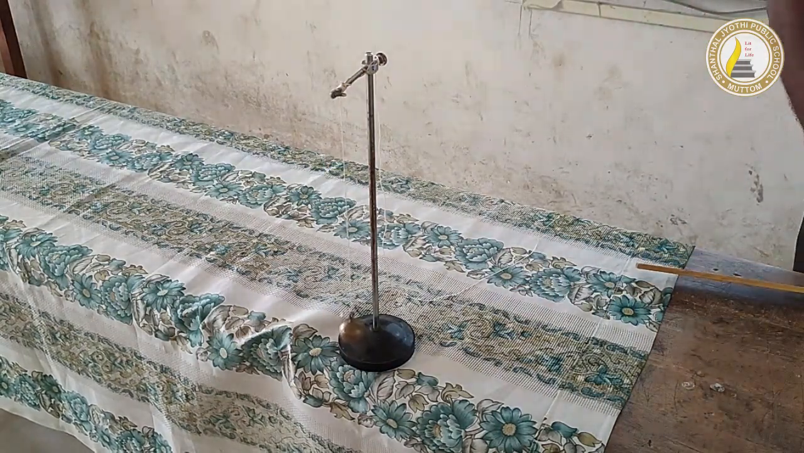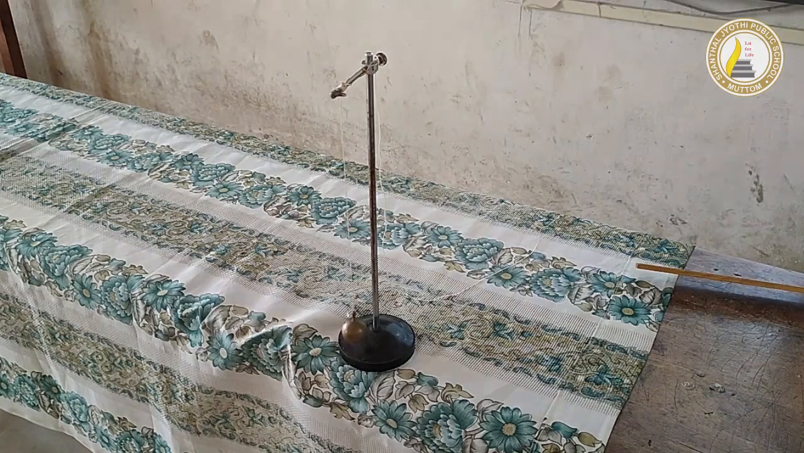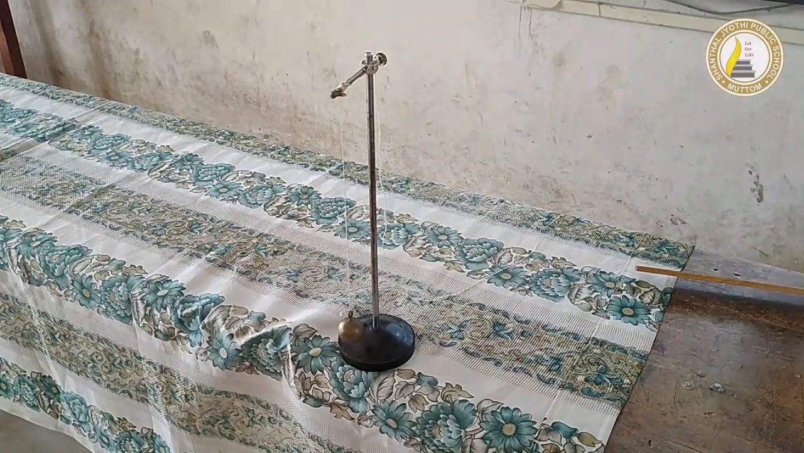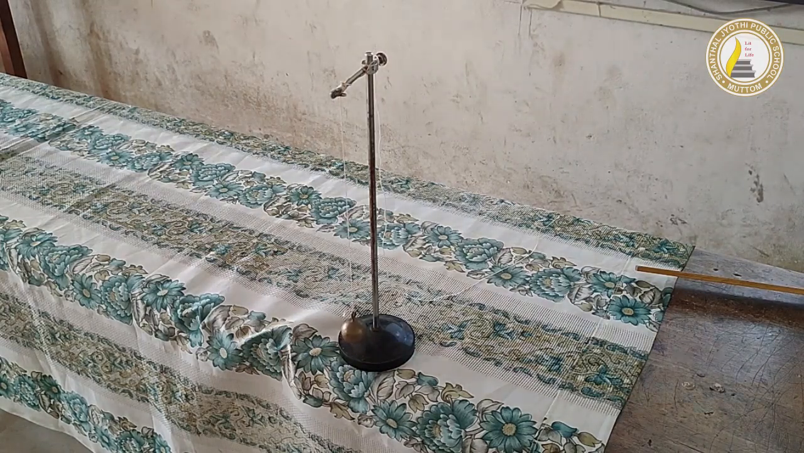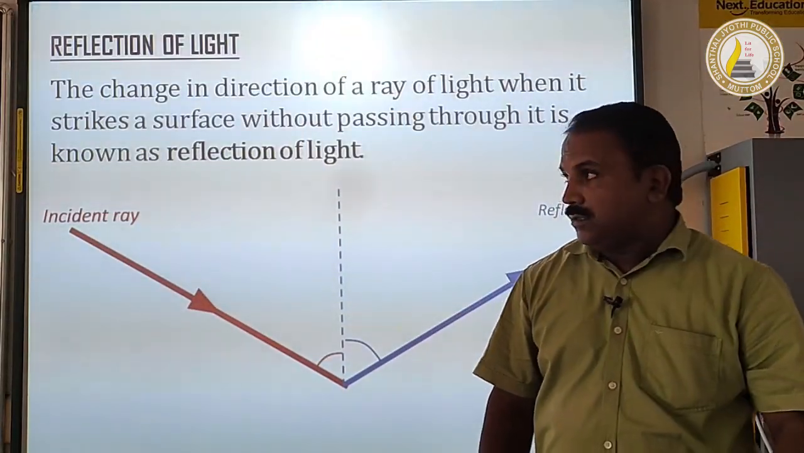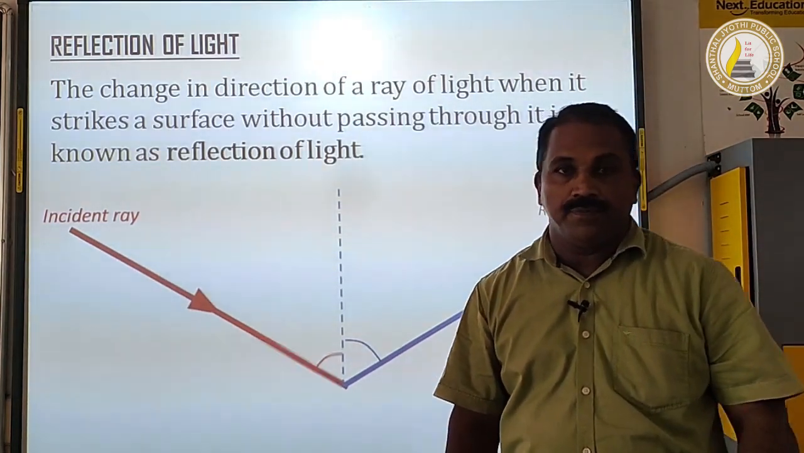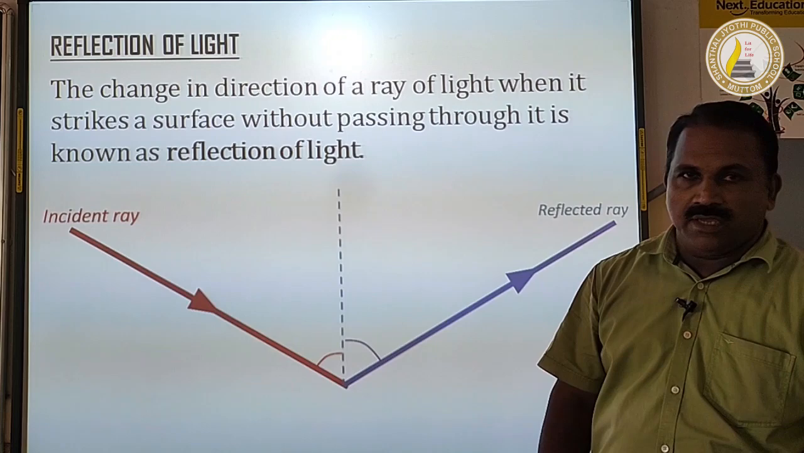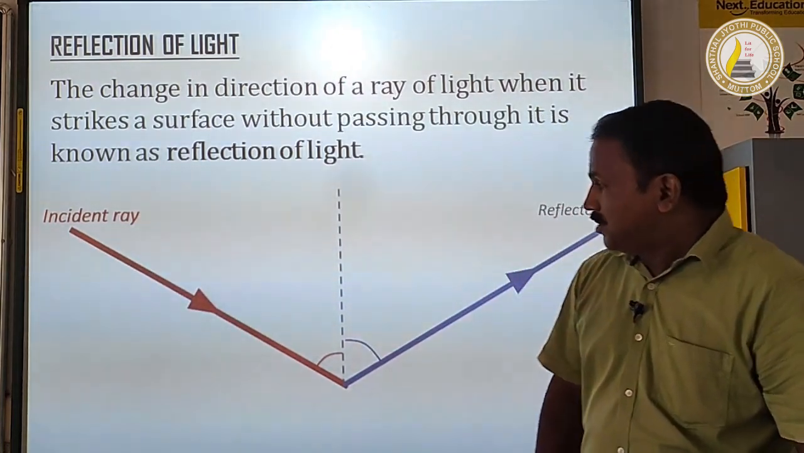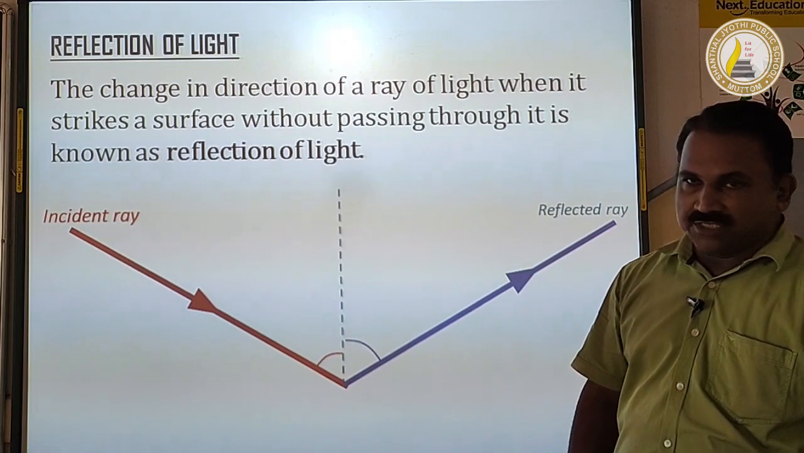In higher classes you will study how, using this simple pendulum experiment, we can calculate the acceleration due to gravity of the earth. You know what the acceleration due to gravity of the earth is? That is 9.8 meter per second square. That value we can calculate using the simple pendulum experiment, which you will study in higher classes. Okay, today we discussed some of the activities in the light chapter. So we can study the theory part once more. So here you can see the reflection of light.